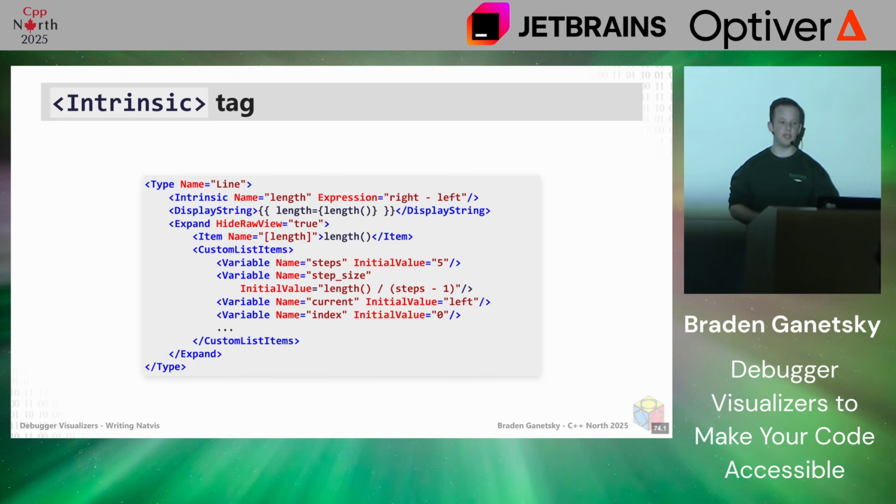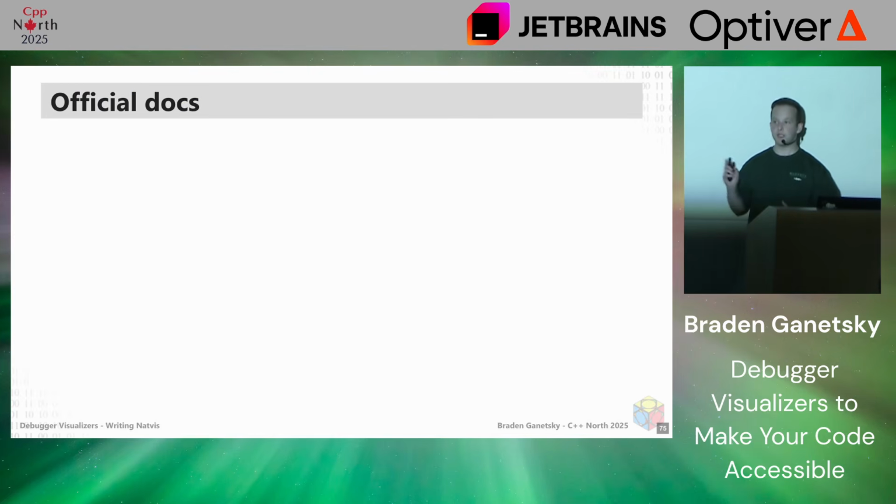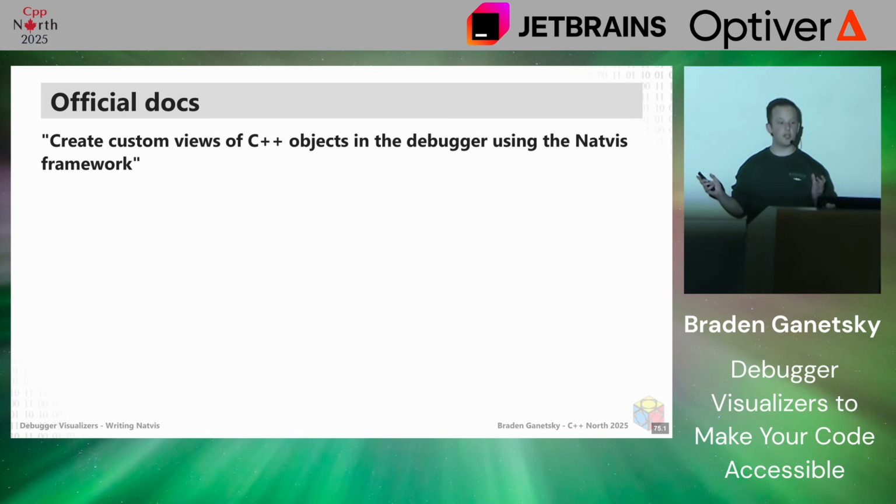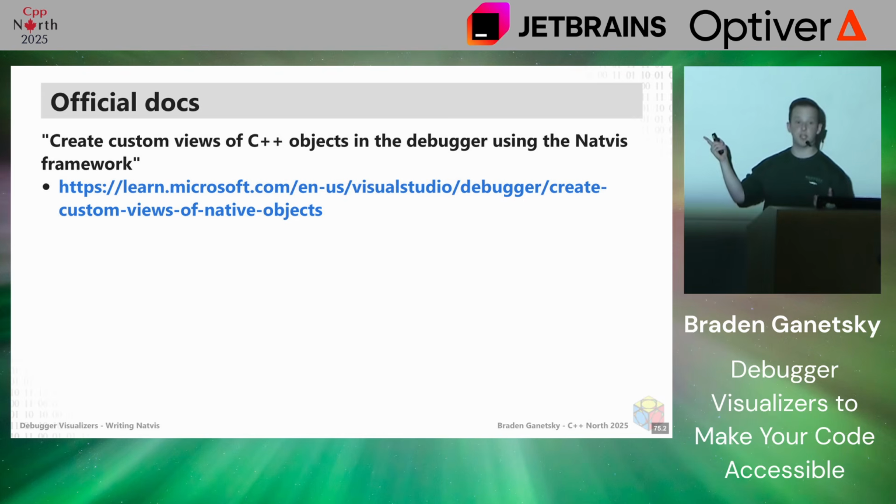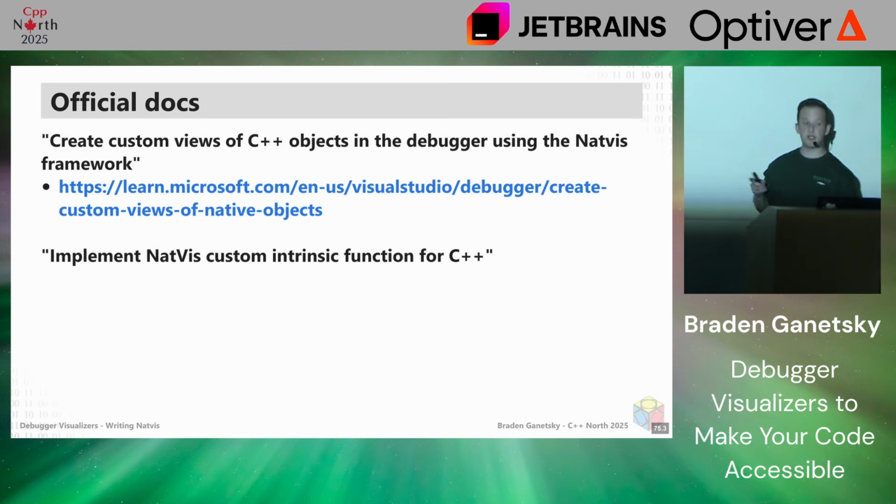Now it does get a lot more complicated from there. There are some official docs. You can create custom views of C++ objects in the debugger using the NatVis framework. This is the official documentation for NatVis. This is most of what I use to learn what I know. There is also this article. Don't take a picture yet. Hold on. I'm progressively revealing.